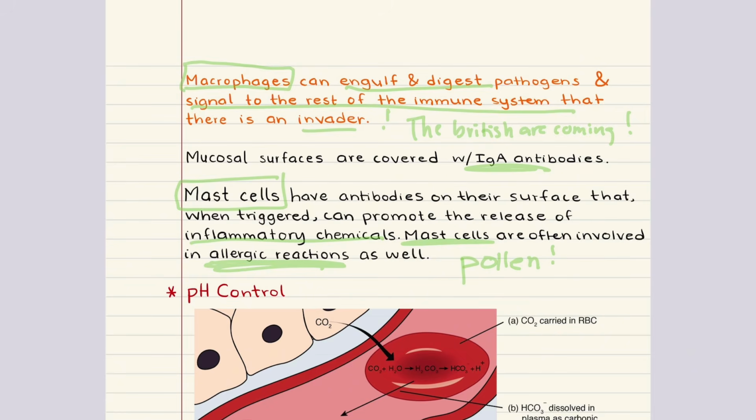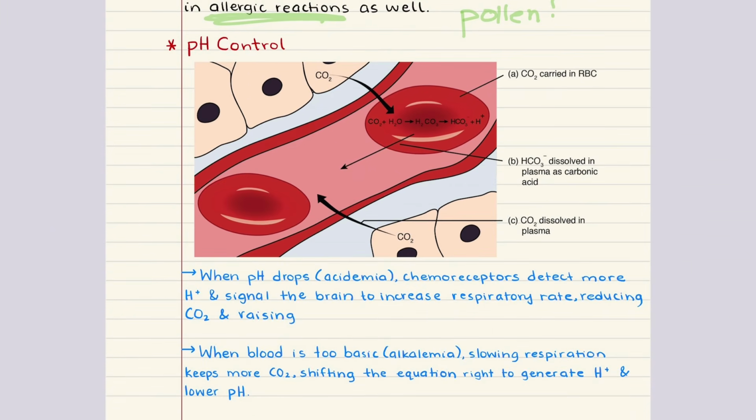The last function of the respiratory system we want to talk about is pH control. Your body maintains a very narrow range of blood pH, around 7.35 to 7.45. And one of the ways it does this is by using the respiratory system to regulate carbon dioxide levels, which are directly tied to how acidic or basic the blood becomes.